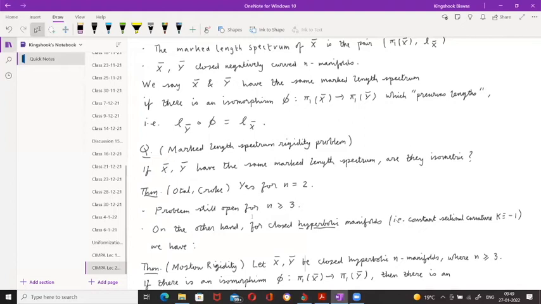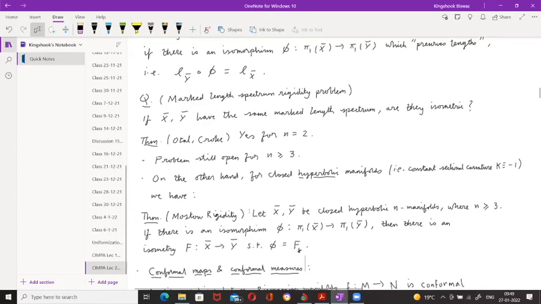Okay. So the length spectrum is not enough, but this marked length spectrum has more information because it tells you which element of the fundamental group has what length. It's a function. It's not a set. Okay. It's a function, the length function. So it has the information of the fundamental group there. And this leads to what's called the marked length spectrum rigidity conjecture or problem, which I should mention was first stated by Burns and Katok in 85. That if X bar and Y bar have the same marked length spectrum, are they isometric? So is this information enough to determine the isometry type of the manifold?